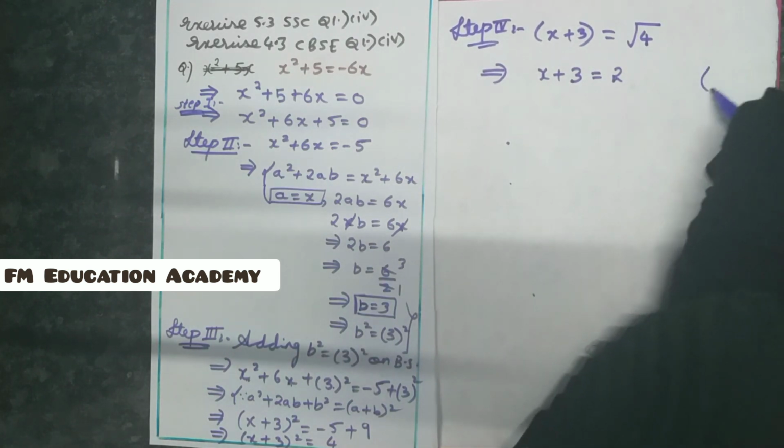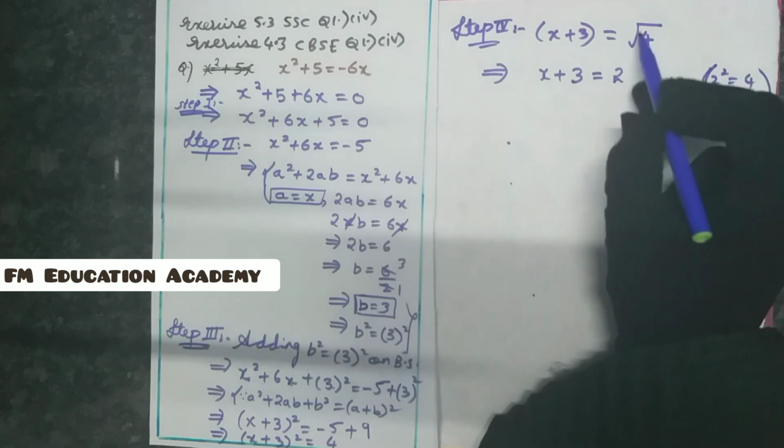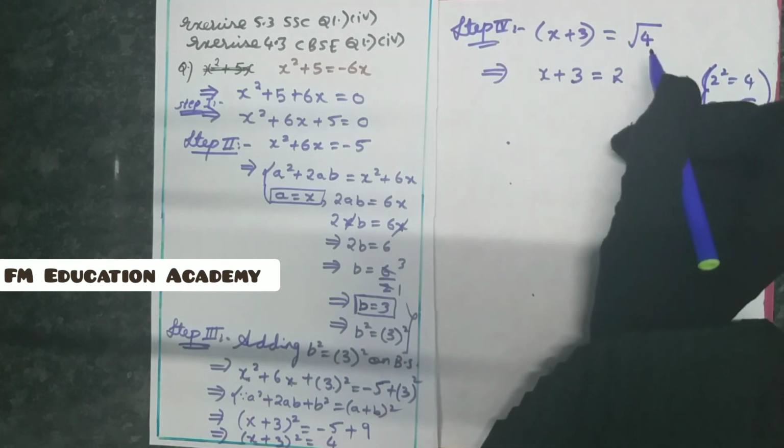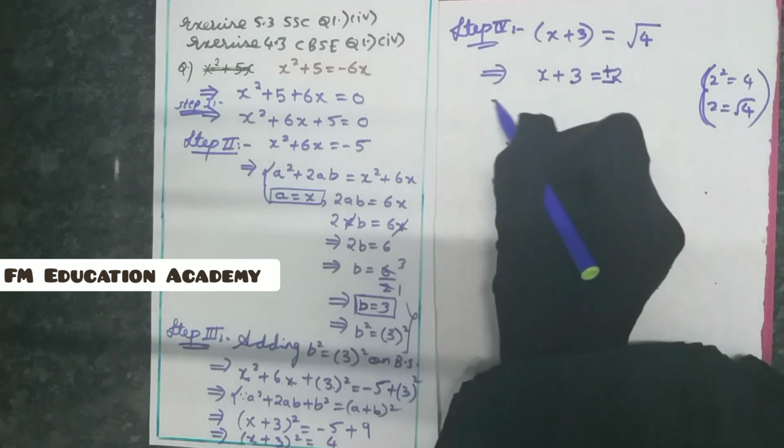We know why? Because 2 square is 4, but I want square root of 4, which means send this square to that side. When square goes that side, it becomes square root of 4. So I know that square root of 4 is 2, and in place of square root of 4, I am writing 2. Remember, whenever we open the square root, we will get plus 2 or minus 2. So we get two conditions.